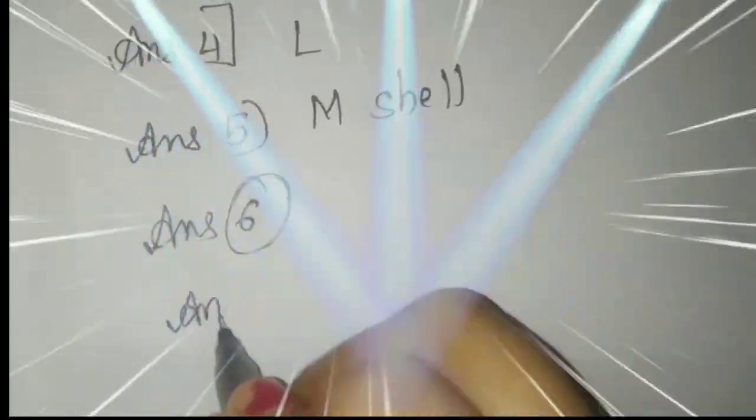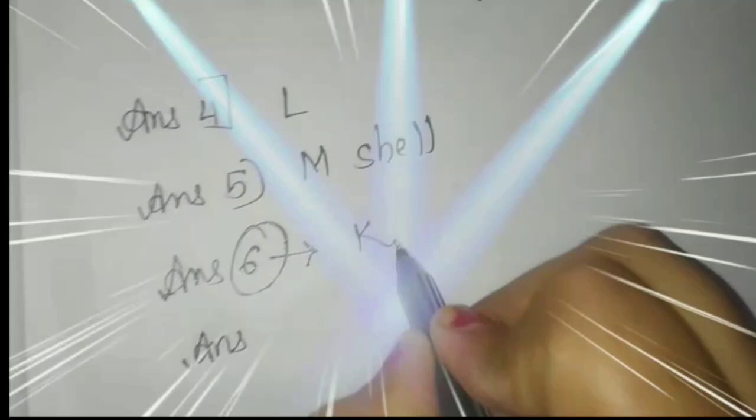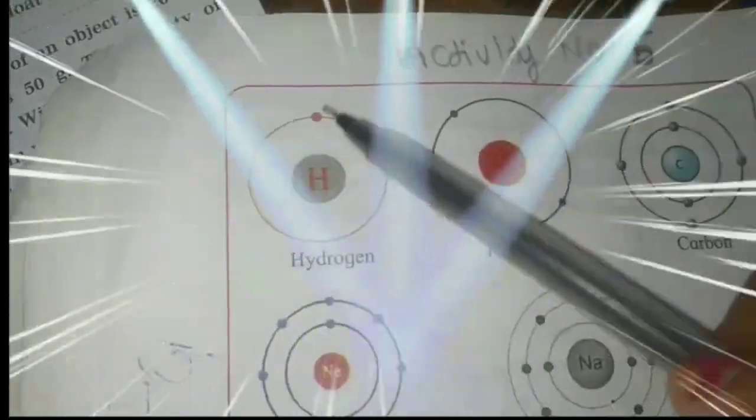Which is the outermost shell of hydrogen atom? It is very simple. It is K. Hydrogen has only one shell, so it is only K. Hopefully you got this. Let us move towards the next one.